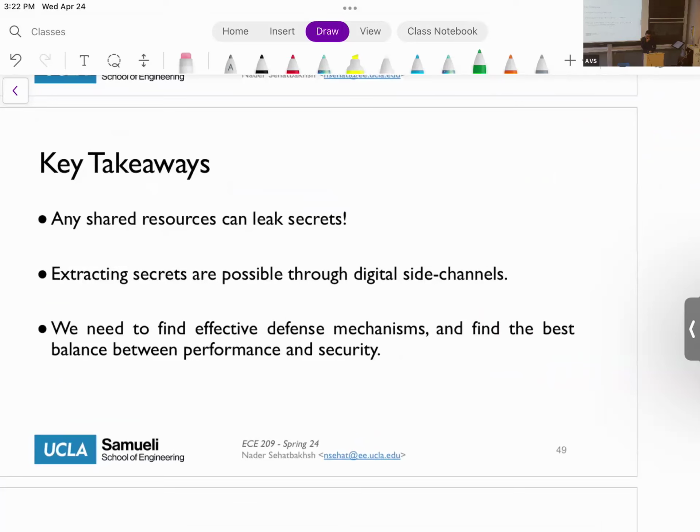So the key takeaways here are that shared resources leak secrets. It's possible to extract secrets using digital side channels. And we need to find the balance between security and performance. You don't want to completely eliminate caches just because they're leaking, because we did all those tricks that we discussed in the past few weeks to improve performance. And now we learn that those tricks are actually leaking secrets. So now we need to take a step back and think about defenses.